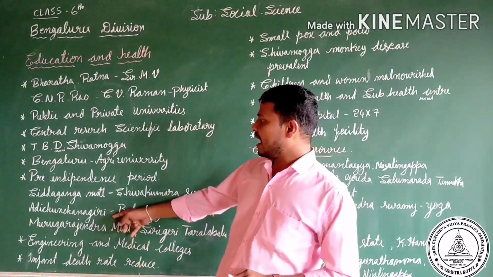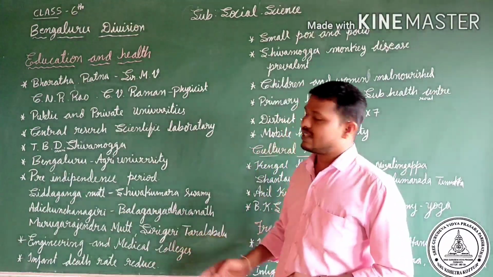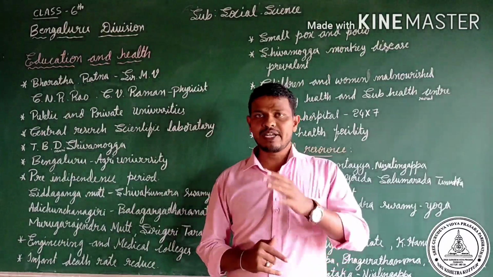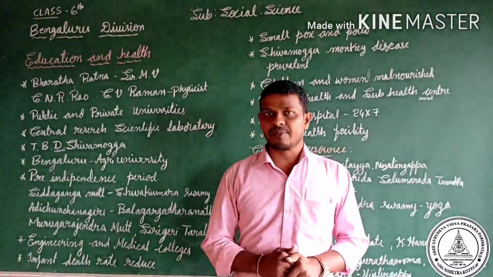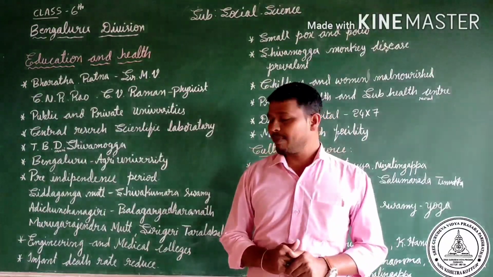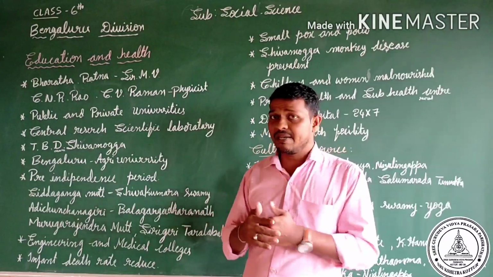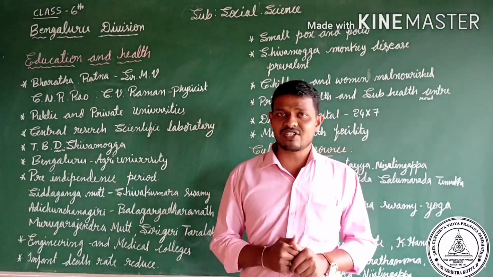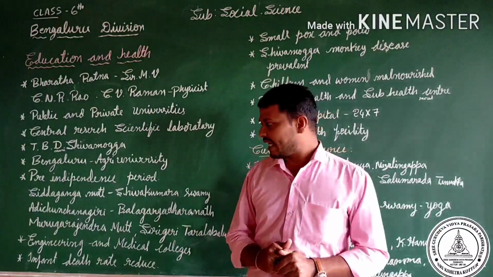And like that, Adichunchanagiri Mata, Murugarajendra Mata and Sirigeri Tadabala Mata are also good educational centers we can find in the Bengaluru division. See Adichunchanagiri Mata, where we find Balagangadhara Natha Swamiji. This Adichunchanagiri Mata also gives good education to the people who live in Adichunchanagiri.